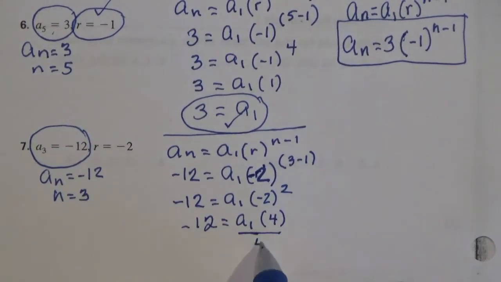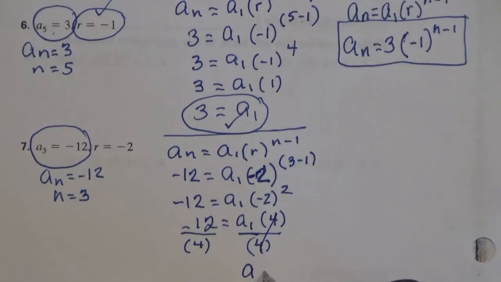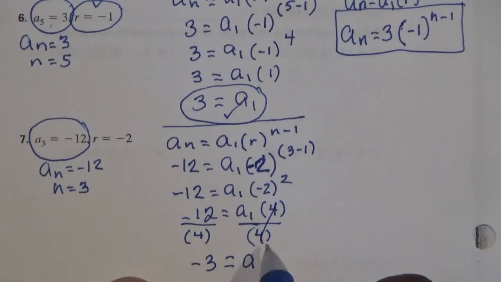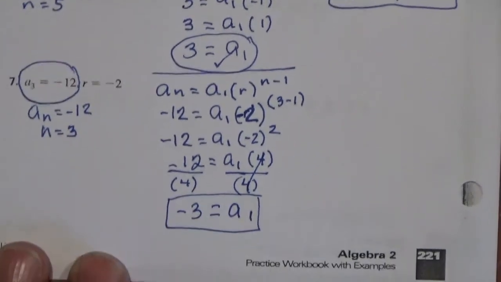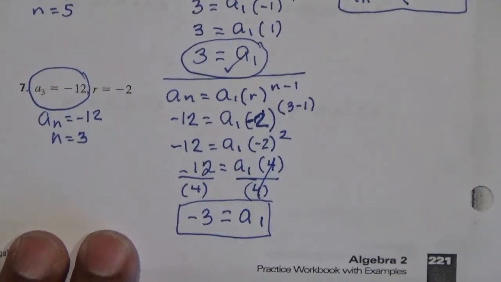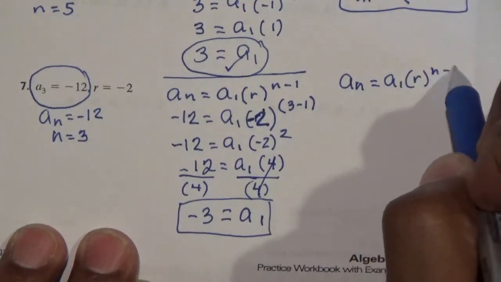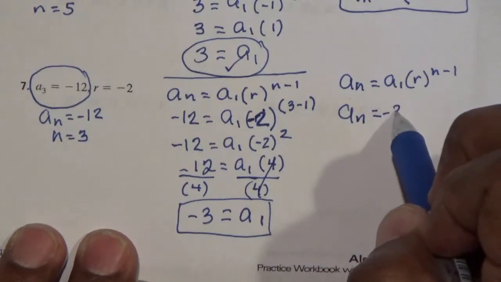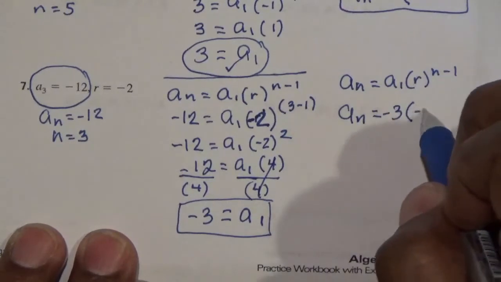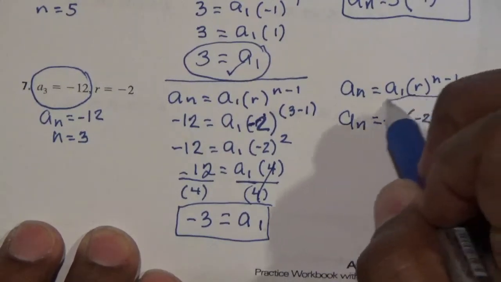So we're going to divide both sides by 4. And the first term is equal to -3, -12 over 4. So we got that. From there, let's finish the problem up and get our rule. A sub n is equal to A1 times R to the n minus 1. Plugging in, A sub n is equal to -3 times my R value, which is -2, to the n minus 1. And we are done.